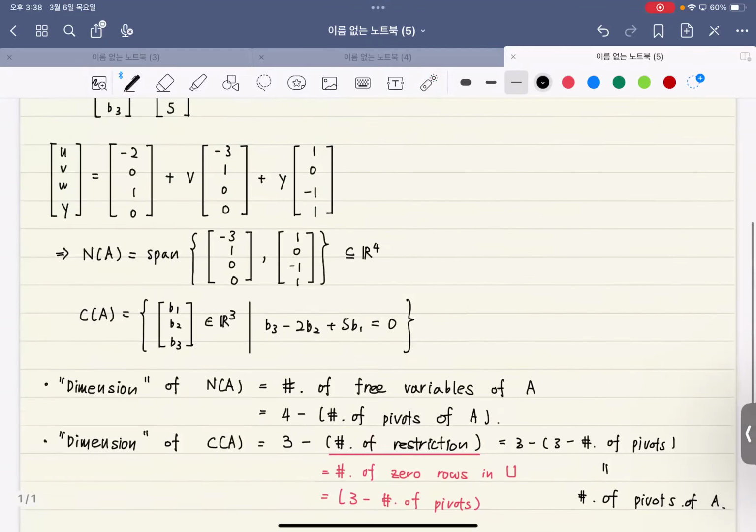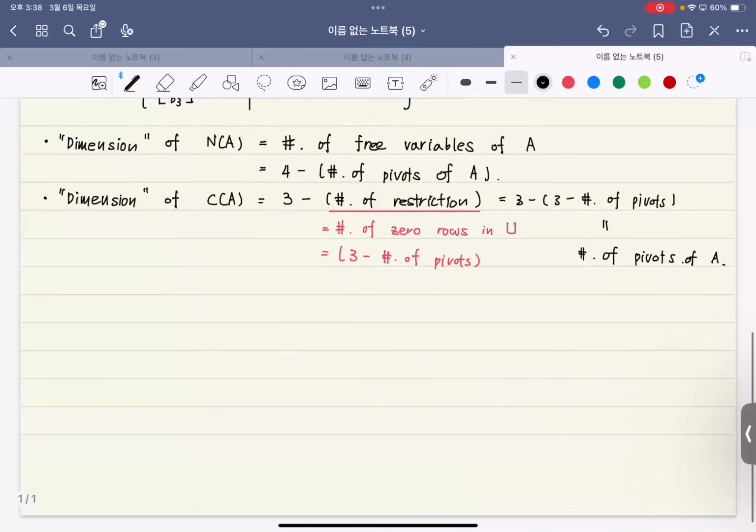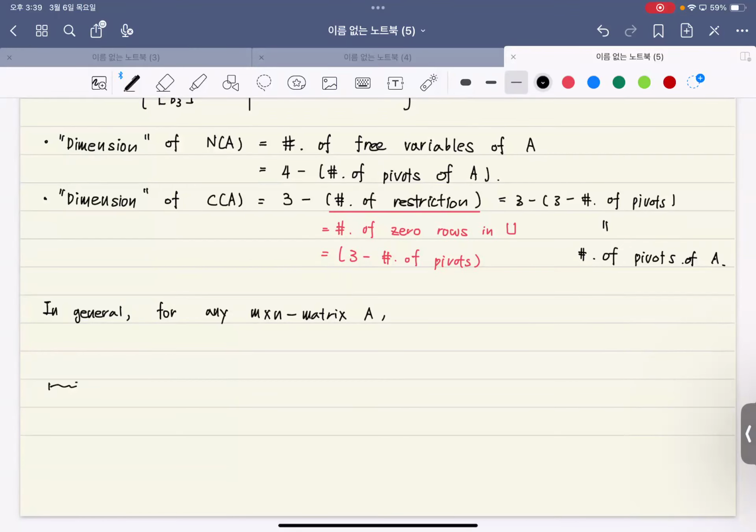Okay, so generally speaking, for any m by n matrix A, by applying elementary row operations, I can turn A into the echelon matrix.